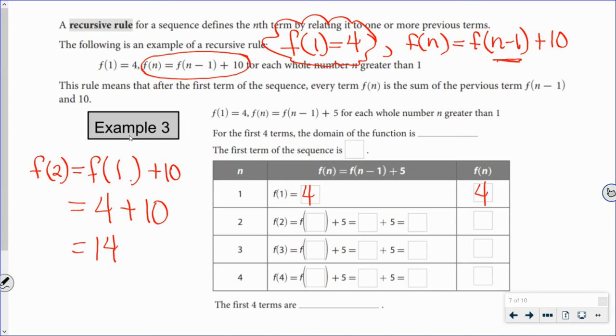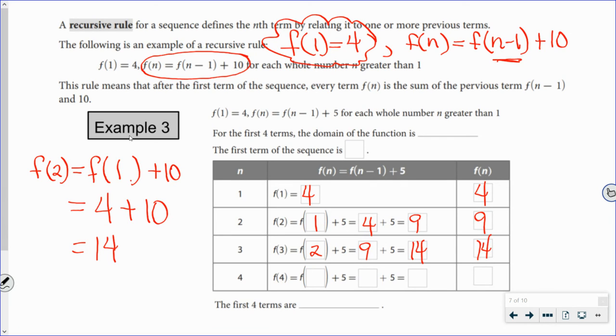Okay, so if I'm finding these, then I need to know what f of 1 plus 5 is. F of 1 plus 5 is 4 plus 5, or 9. Check it out. Here it's f of 3, so I need to know what f of 3 minus 1 is, the previous term. The previous term was 9, so now it's 9 plus 5. This is a different function, incidentally. And 9 plus 5 is 14.